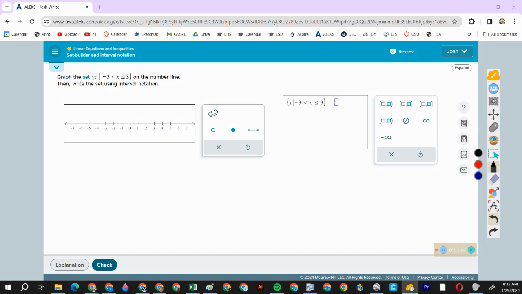All right, we look here. -3 is not equal to, so it gets an open circle. 3 is equal to, so it gets a closed circle. And in interval notation, it's going to be open circle, so a parenthesis, -3, comma, 3 is a closed circle, like that. Okay, do you want to see another one of those? Can do.